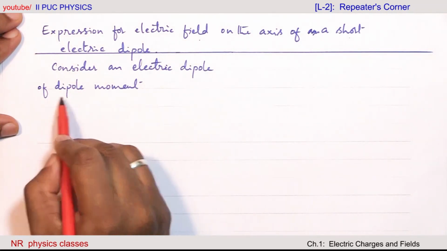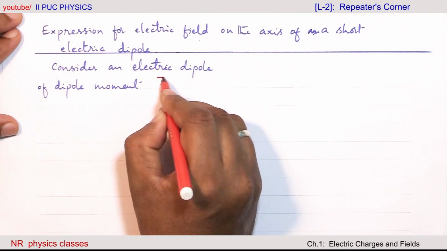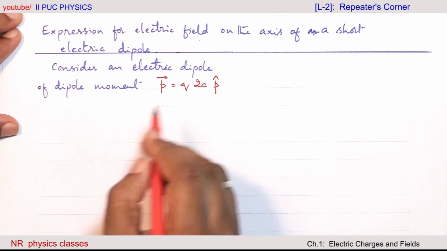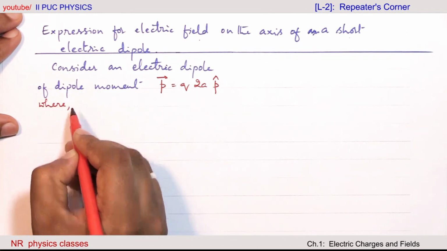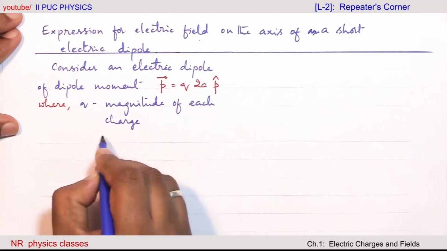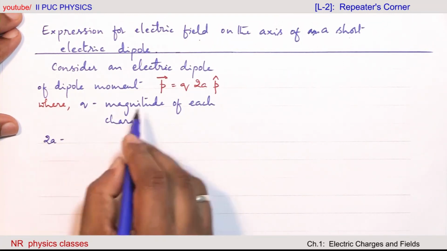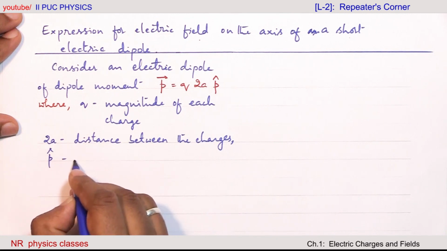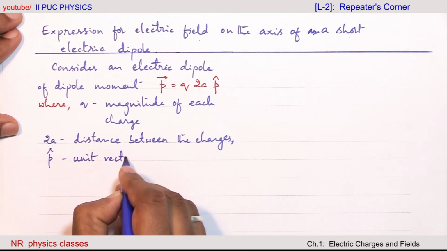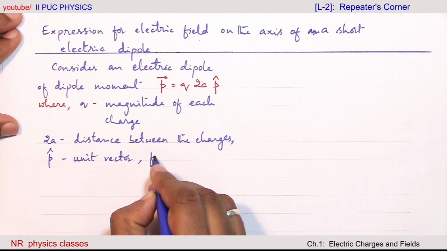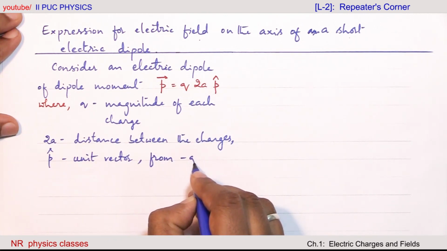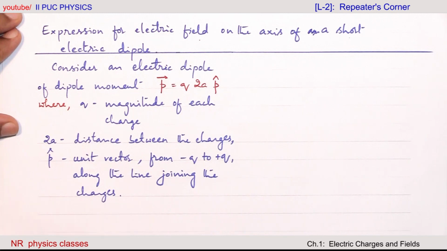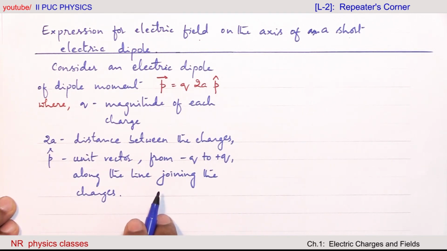Consider an electric dipole of dipole moment P equal to Q into 2a into P cap, where Q is the magnitude of each charge, 2a is the distance between the charges, and P cap is the unit vector from minus Q to plus Q along the line joining the charges. Let us find the electric field at point P.